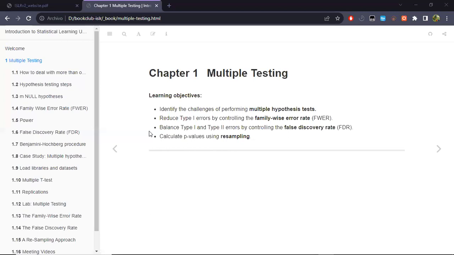Okay, so welcome everyone to the last chapter of this book. We are going to be covering the theoretical part, and the main topic is going to be multiple testing.